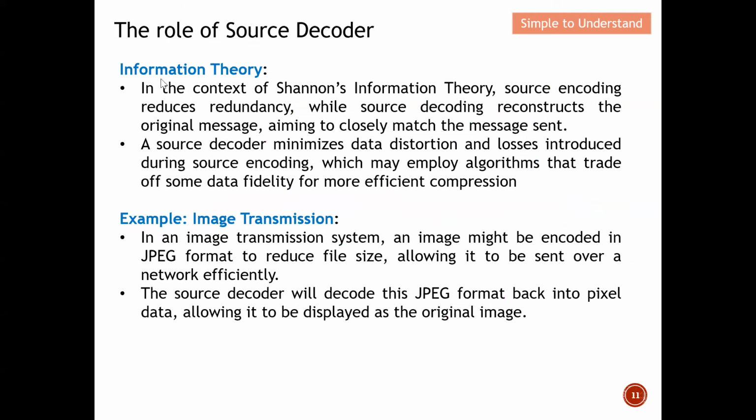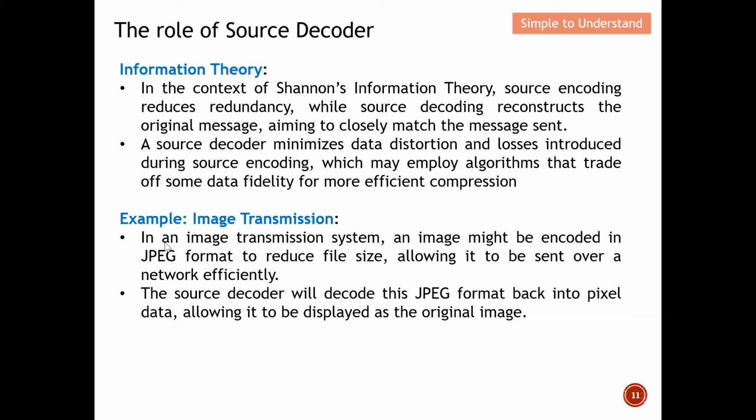So what is the information theory? In the context of Shannon information theory, source encoding reduces the redundancy, while source decoding reconstructs the original message, aiming to closely match the message that we actually sent. A source decoder minimizes the data distortion and the losses introduced during source encoding, which may employ algorithms that trade off some data fidelity for more efficient compression.